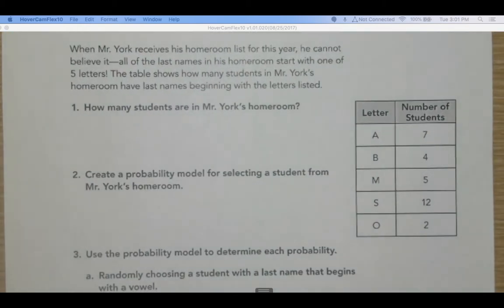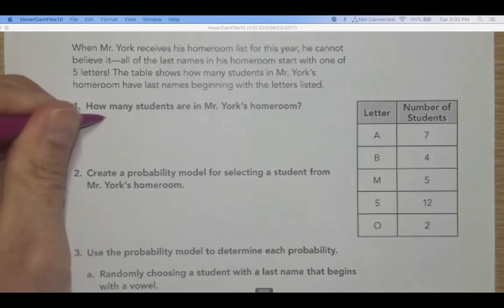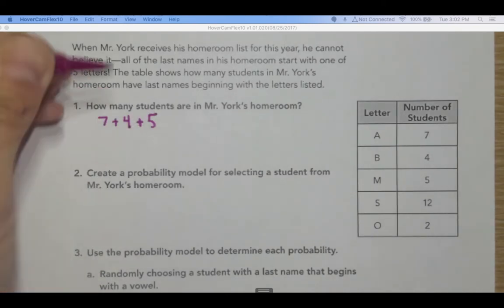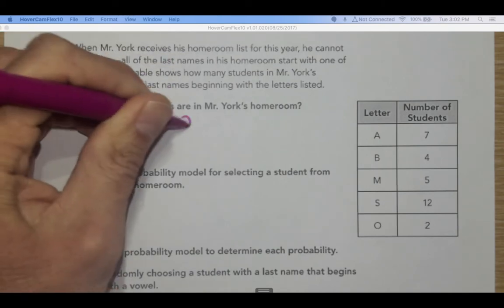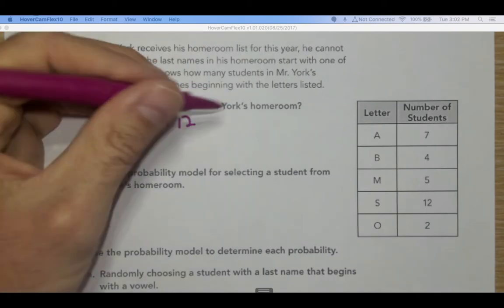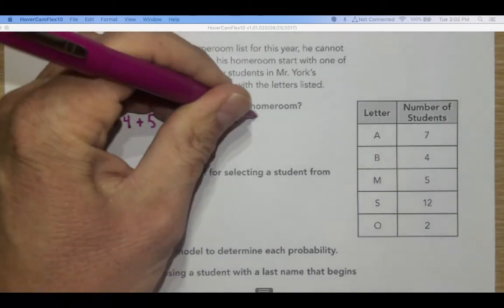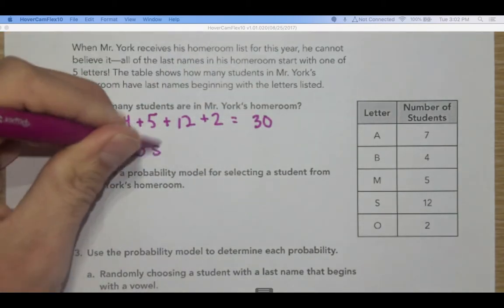How many students are in Mr. York's homeroom? So I have to take those and add those together. So 7 plus 4 is 11, plus 5 is 16, plus 12 is 28, plus 2 is 30. So 30 students.